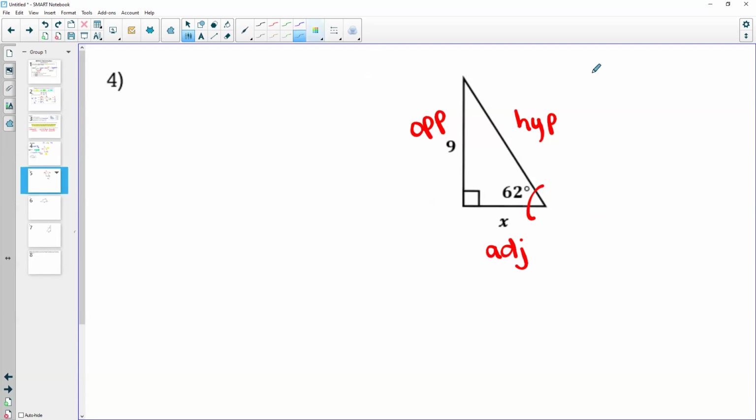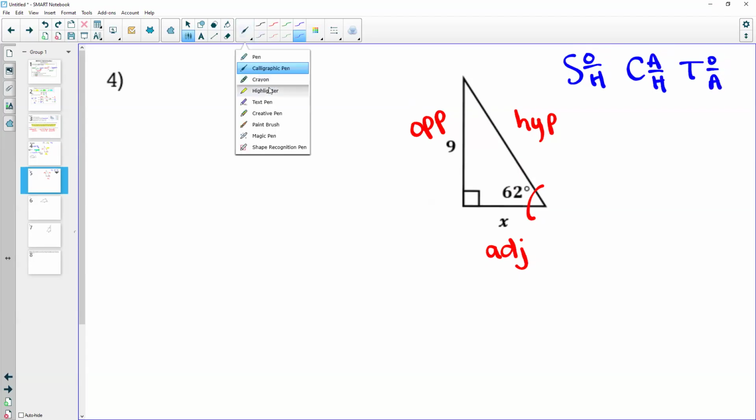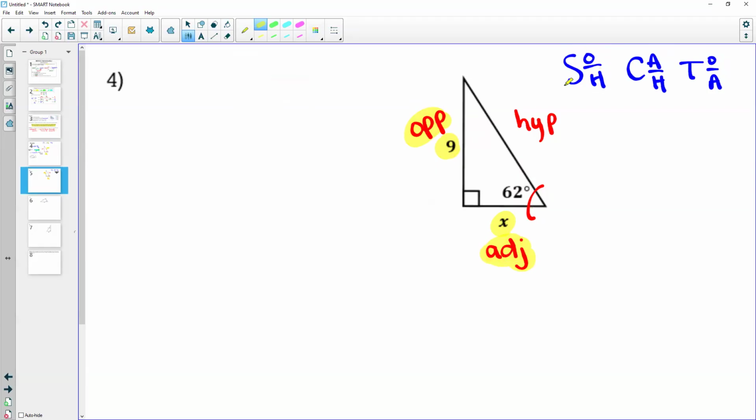We labeled our triangle. What we're looking at now is which trigonometric ratio are we using? If we're looking at SOHCAHTOA to help us remember our ratios, let's look at the 2 sides that we're working with here. We're working with 9 and we're working with x. What we have here is opposite and adjacent. So if I look at opposite and adjacent, it's not the first one.